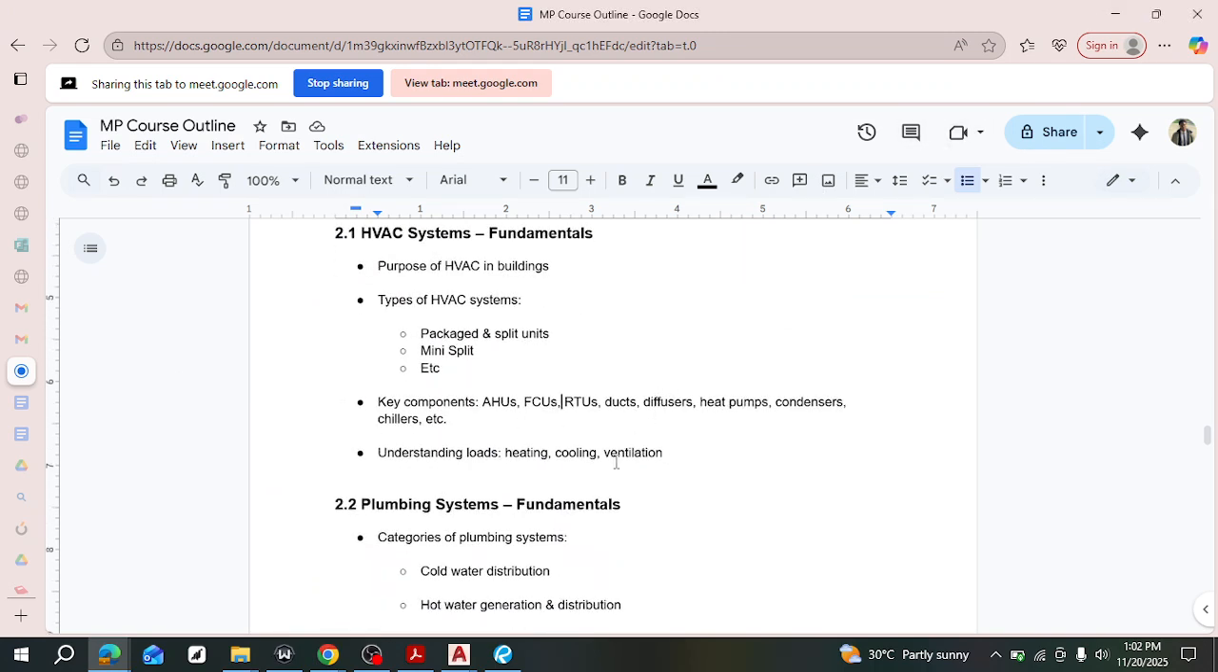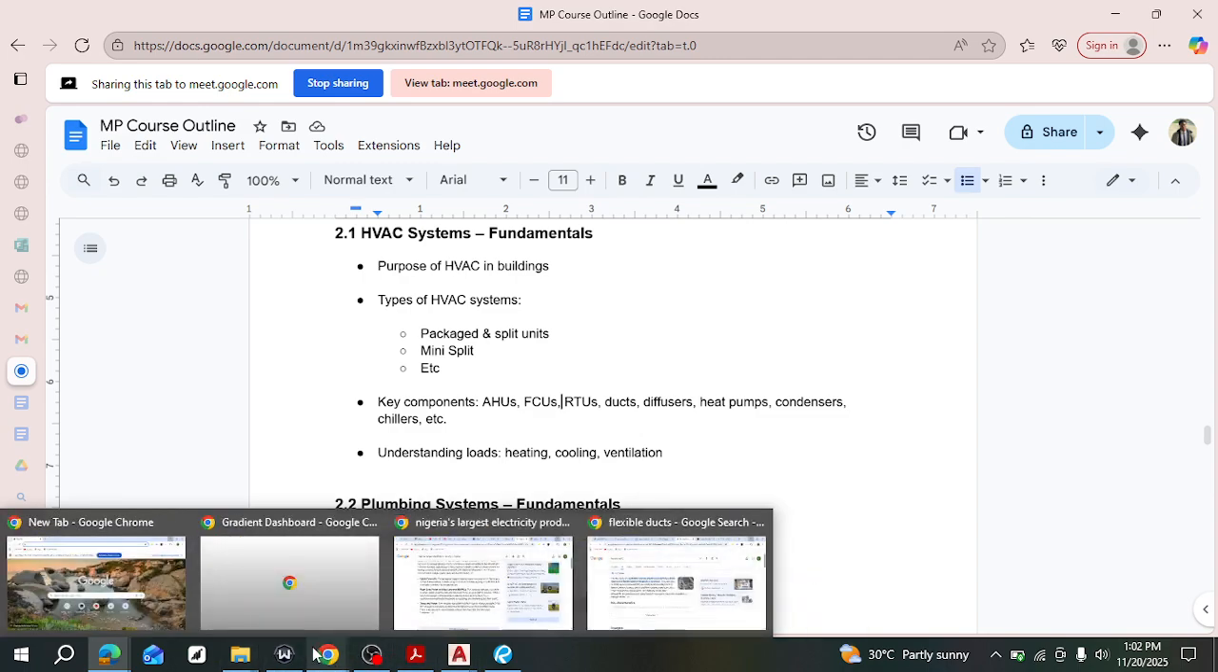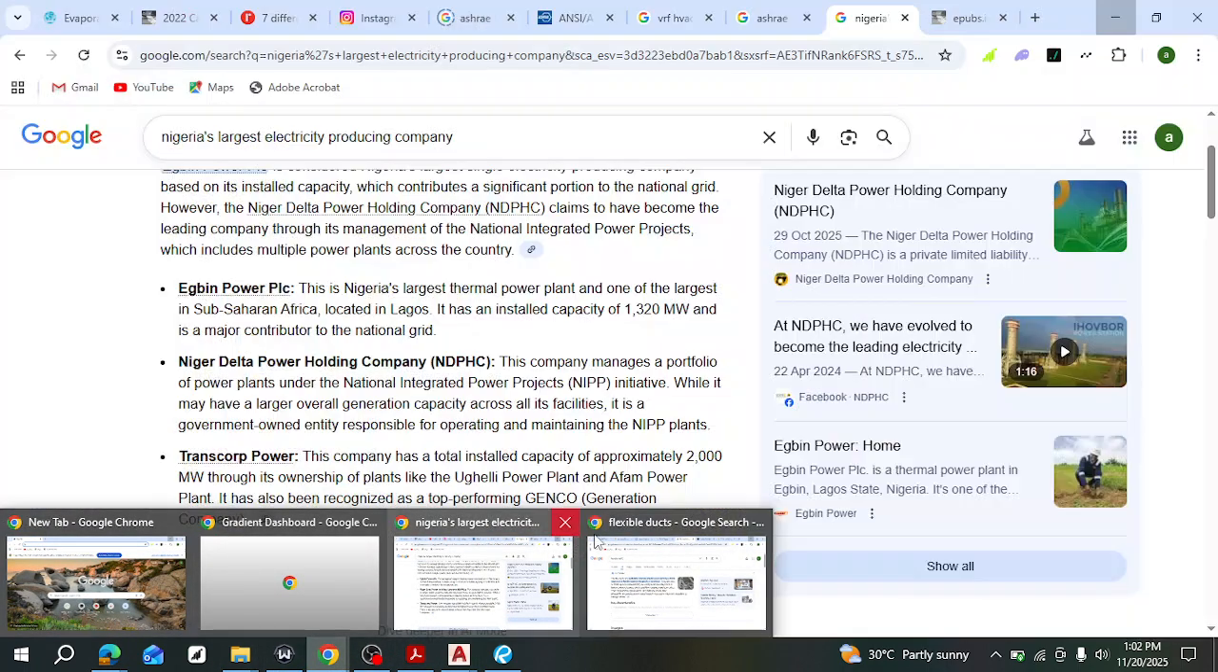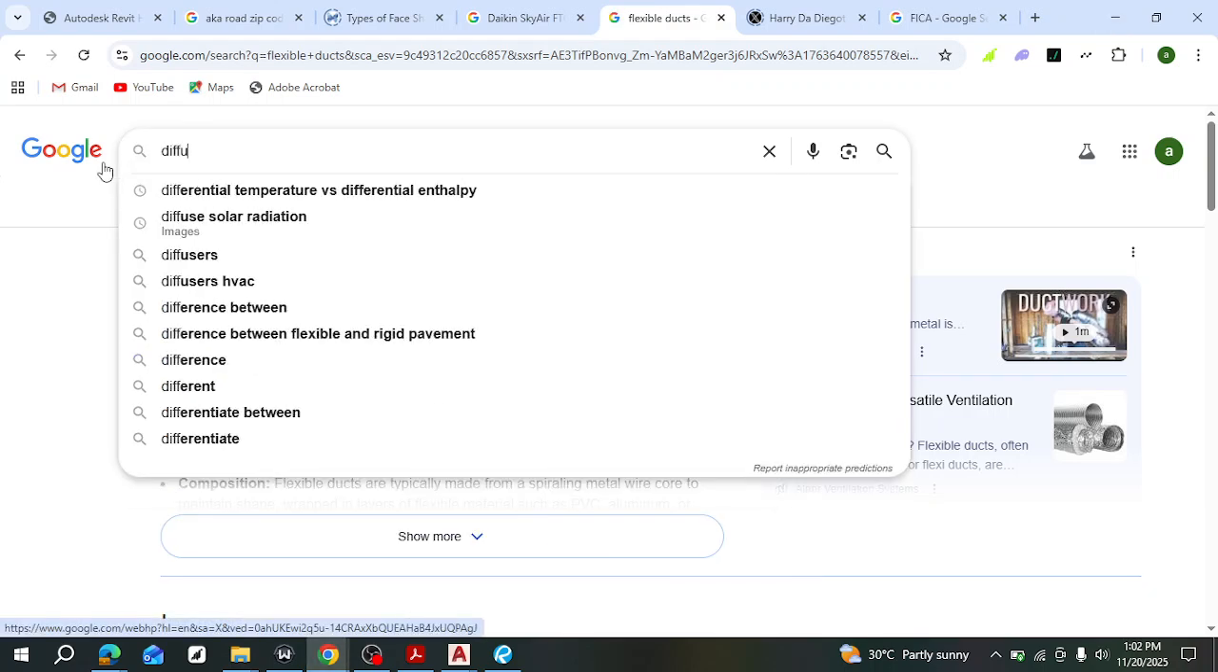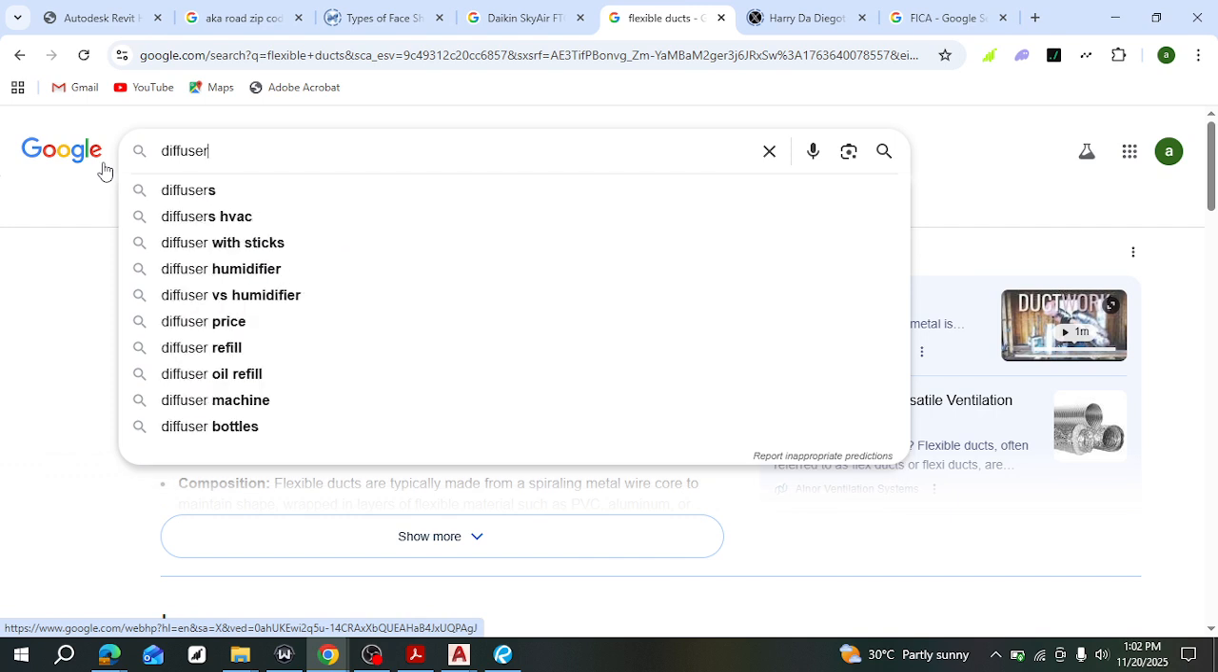Then diffusers or registers are the endpoint of the ducts, the point where the air comes out.